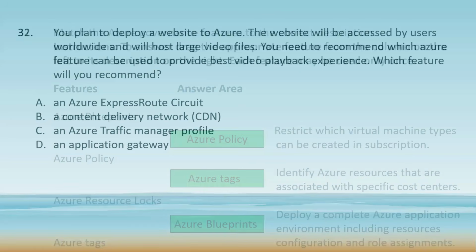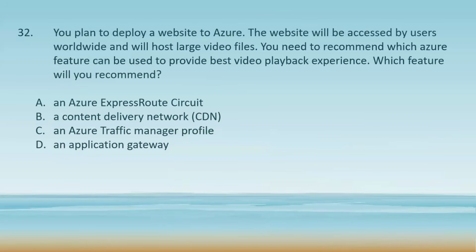Moving on to question number 32. You plan to deploy a website to Azure. The website will be accessed by users worldwide and will host large video files. You need to recommend which Azure feature can be used to provide the best video playback experience. Which feature will you recommend? Your options are Azure ExpressRoute Circuit, Content Delivery Network (CDN), Azure Traffic Manager Profile, Application Gateway.